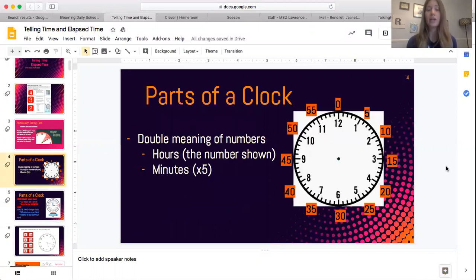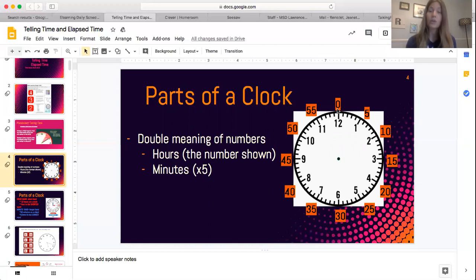In second grade, you learned about counting by fives when we count around a clock. So when we get to the 1, we know that means 5 minutes. When we get to the 2, we know that means 10 minutes. And we keep going around the clock until we get to the 12, which means a whole hour has passed. There are 60 minutes in 1 hour.